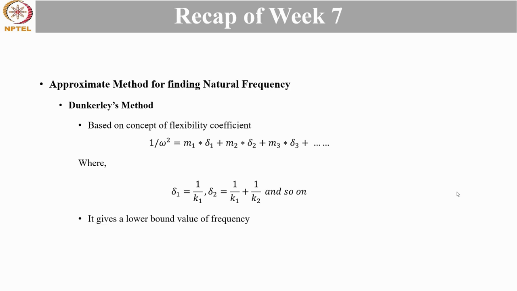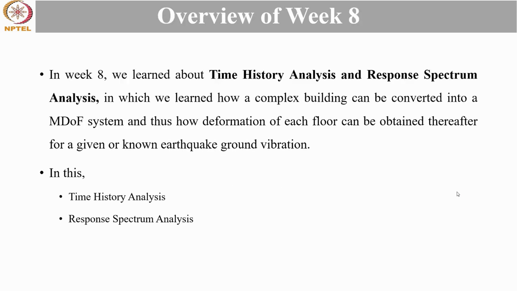And second is Dunkerley's method, which is based on the concept of flexibility coefficient, in which omega square is determined by the following equation as shown on the screen, and the flexibility coefficient is just the inverse of stiffness coefficient. This method provides the lower bound value of frequency. We saw one numerical in which we calculated frequency using both Rayleigh's method and Dunkerley's method, and we saw it was giving a bound to the actual frequency that we obtained from matrix solution. Okay, so this was what we learned last week, that is in week 7.